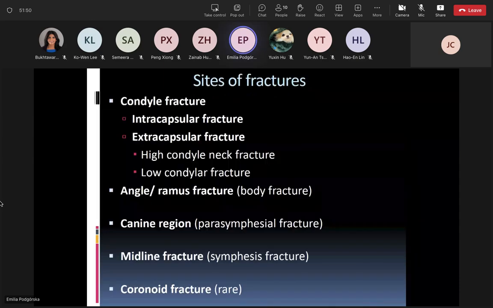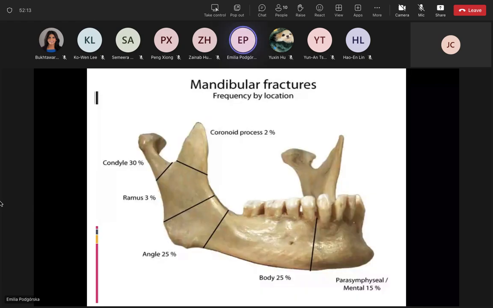Types of fractures: condylar fracture, intracapsular fracture, extracapsular fracture, high condylar neck fracture, and low condylar fracture, angle fracture, body fracture, canine region, parasymphyseal fracture, midline fracture, and coronoid fracture. Frequency by location, you can see.